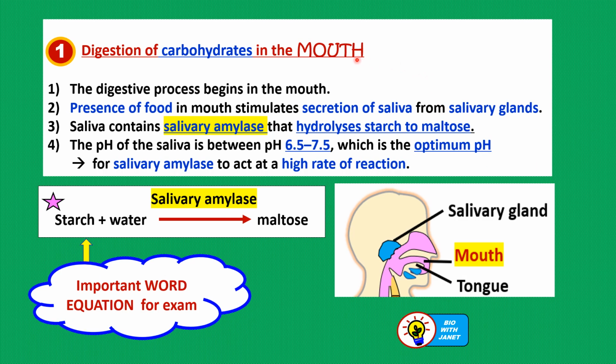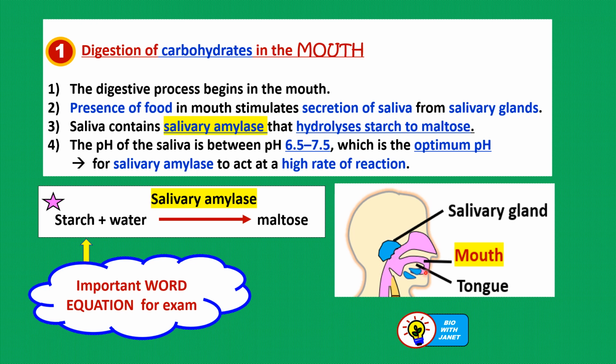So let's talk about the digestion in the mouth, and that's the digestion of only one class of food, which are the carbohydrates. So the digestive process begins in the mouth once we start eating something. For example, you eat a sandwich for breakfast, right? At the moment you put it into your mouth, the digestive process begins. The presence of food in the mouth will stimulate the secretion of saliva from salivary glands. So we humans have 3 major salivary glands, right?